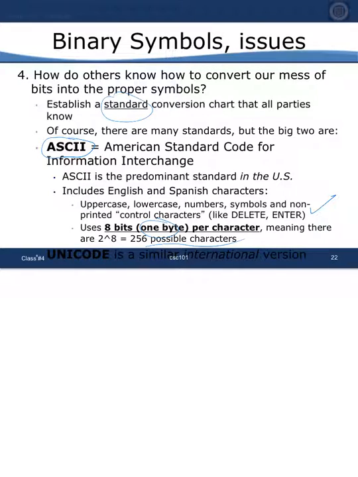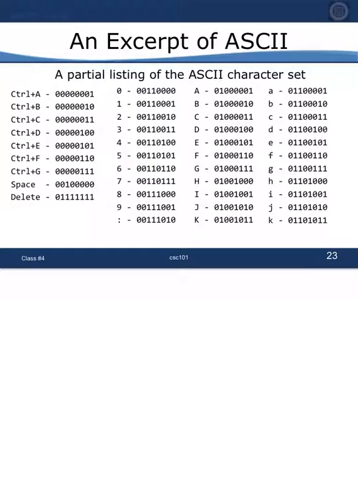So what are the codes? Well, this is probably not the most exciting chart to look at, but this is at least a partial listing of the ASCII codes. So just a couple of things to notice about this. Obviously, you don't have to know these codes by any means, but there is some rhyme or reason. So first of all, let's look at the numbers.